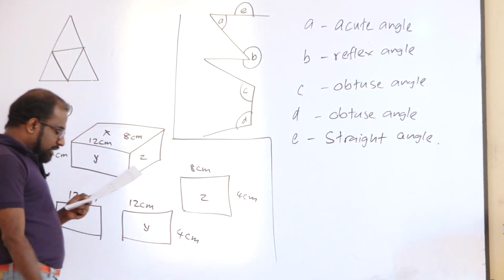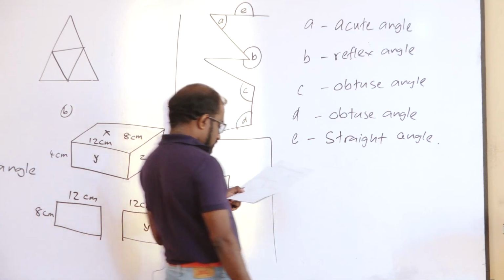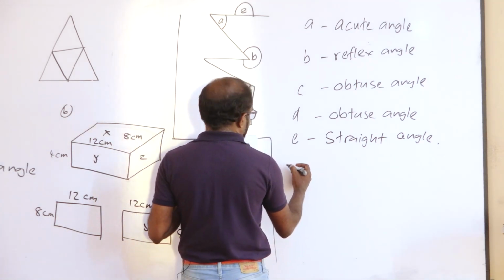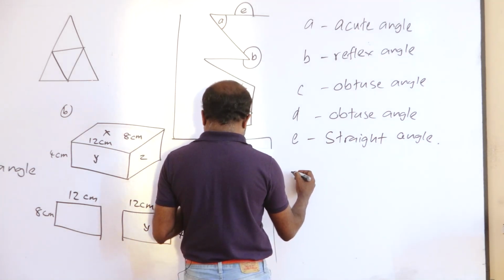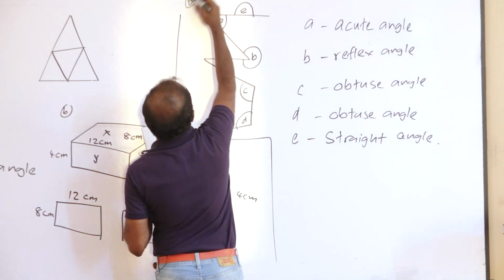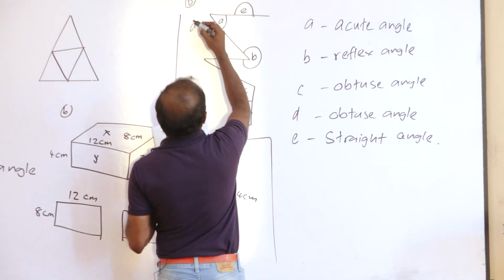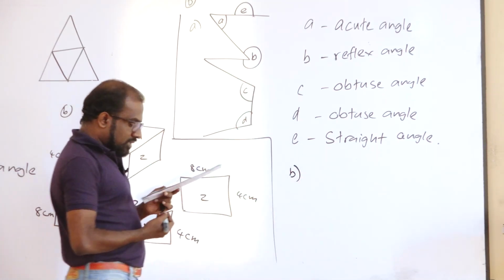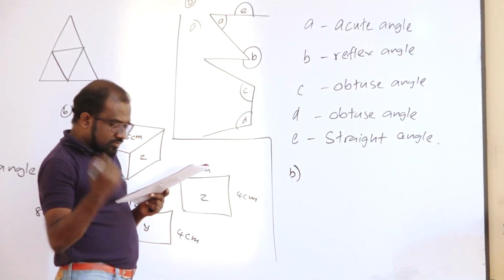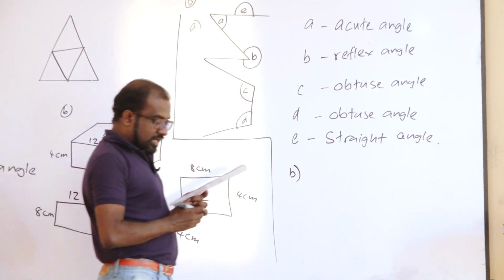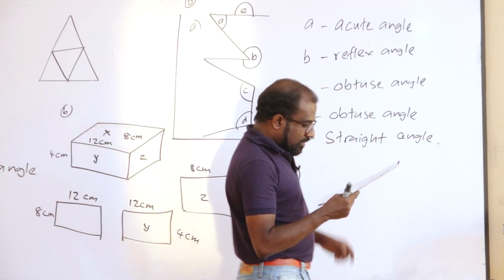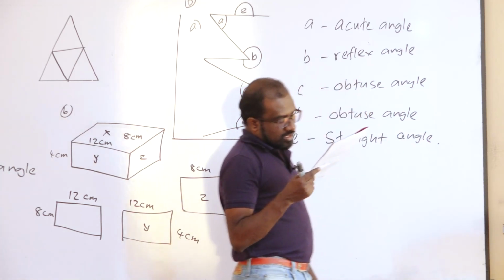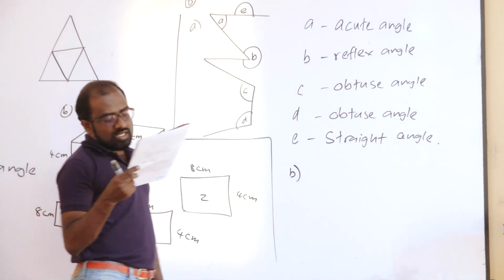Then part B. Right, so this was question number 6, part A. Part B says: mark the following statements right or wrong. If correct put a tick, if wrong you have to mark it wrong. Right, first one. There are 4 square faces in a cube.